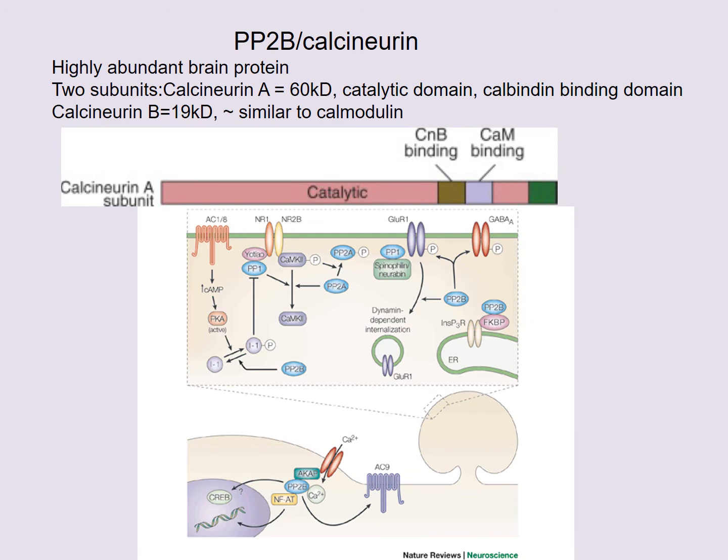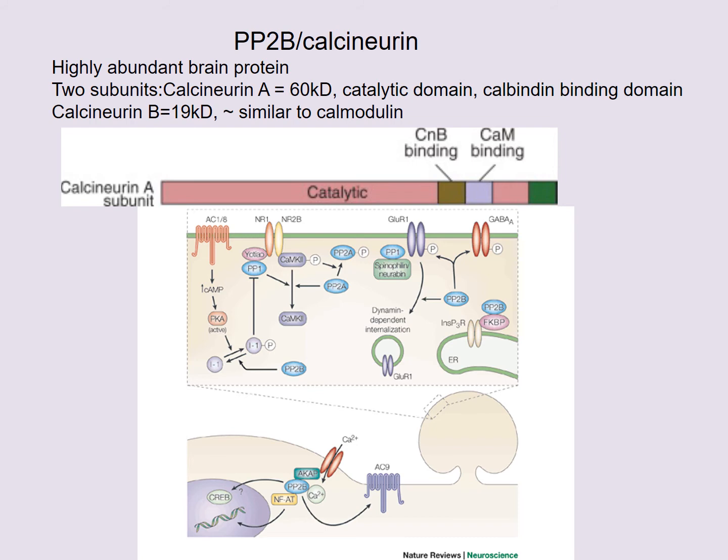We just talk a little bit about it. It's actually one of the most abundant proteins in our brains. It has two subunits again. It has regulatory subunits and catalytic subunits. The regulatory subunit has two binding sites: a calcium calmodulin binding site, which binds the calcium calmodulin, and also a binding site for its other subunit, which is calcineurin B. Calcineurin B is very similar to calmodulin, and just binding of it to calcineurin can lead to certain activation.